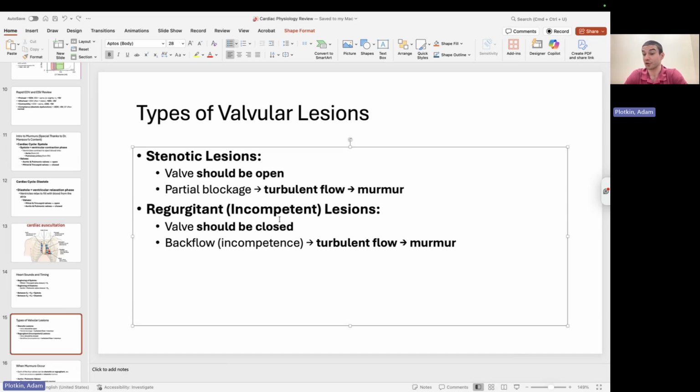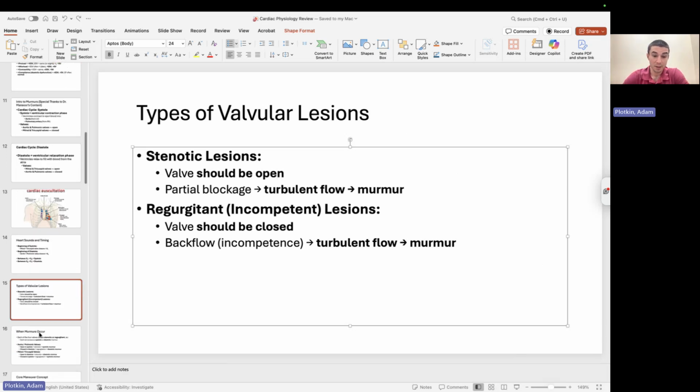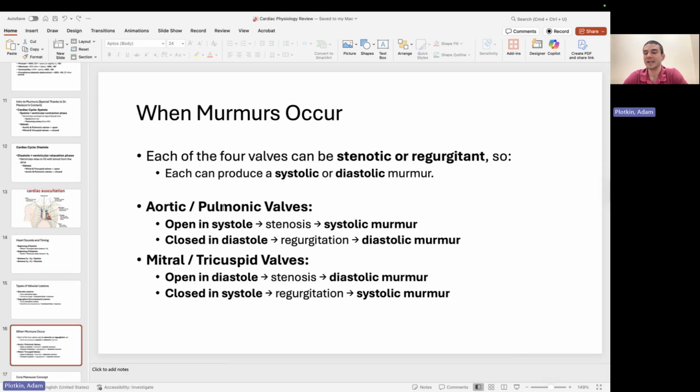Your regurgitant valves are what we call incompetent or insufficient valves. In this case, the valve should be closed, right? But all of a sudden the valve is really leaky. It's like one of those revolving doors at the hotel, really leaky, and it allows backflow. So stenotic valves should be open, but they're not. They're really hard to open. And regurgitant valves should be closed, but they're not fully closed. They're leaking, like a floppy door in the wind, allowing backflow. So knowing that, I don't even need to memorize these murmurs. I've got a physiological understanding. That's the way I teach everything.